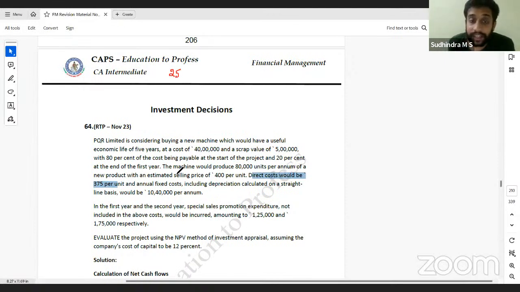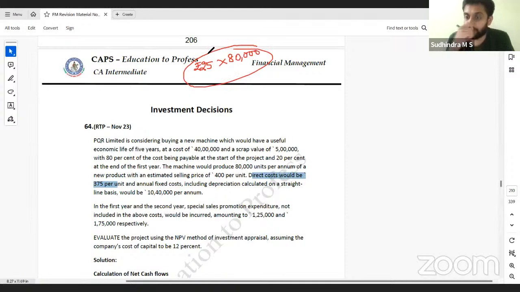Fine. So what are they telling? The machine produces 80,000 units per annum of a new product with an estimated selling price of 400 per unit. Direct cost is 375. So what would be the contribution per unit? 25 rupees. Total contribution would be 25 into 80,000, correct? Yes. 25 into 80,000 will give you total contribution per annum.